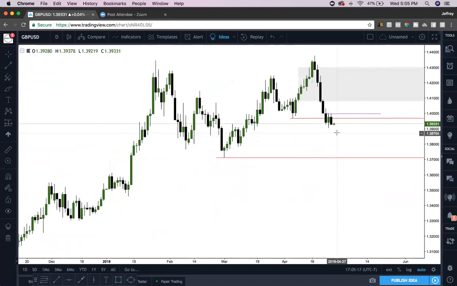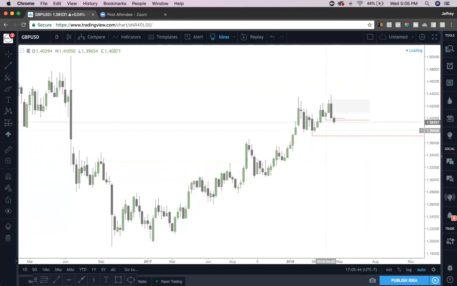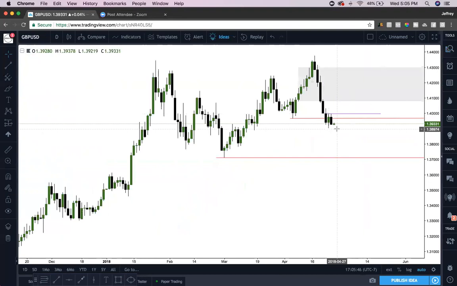Yeah, so I think longer term, or at least, I'm expecting we could get 1.38 by the end of the week for cable, GBP USD. So 1.3800 could be the next level that we get in terms of a weekly objective on cable. But we haven't really been getting too much movement.